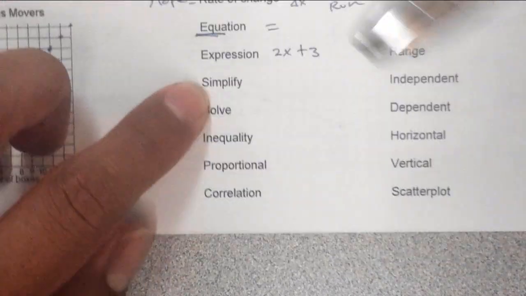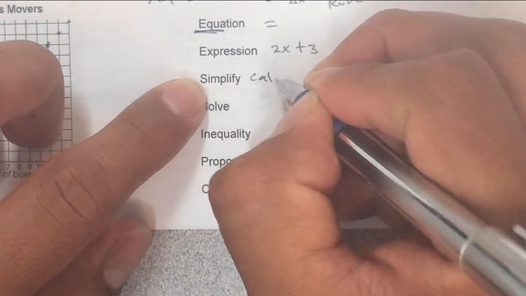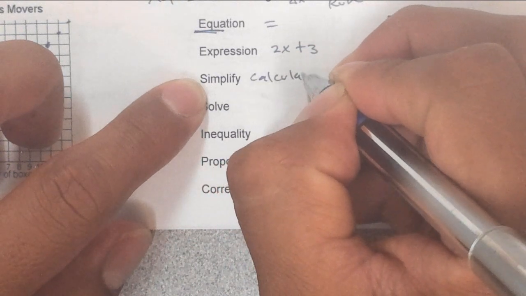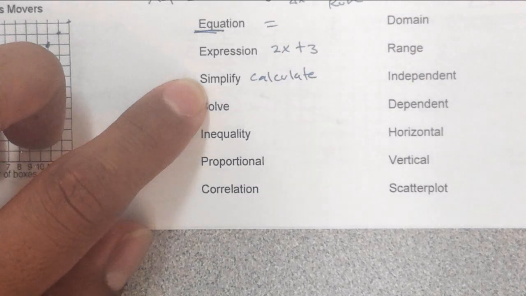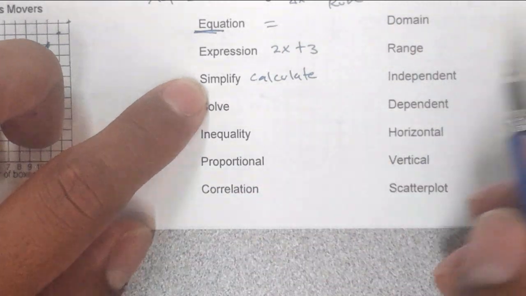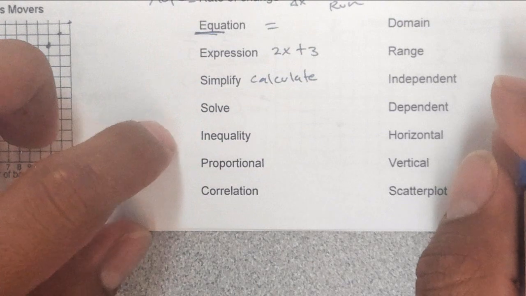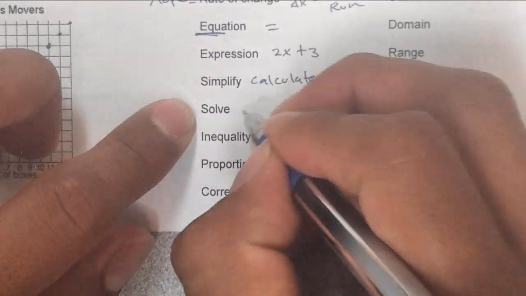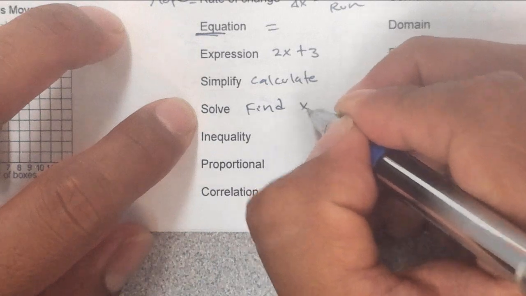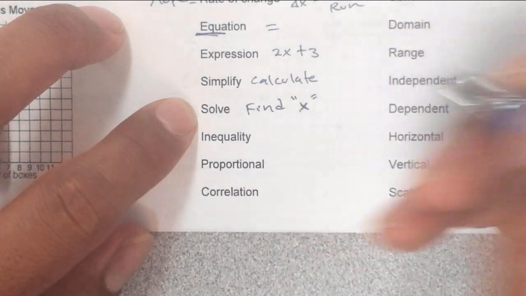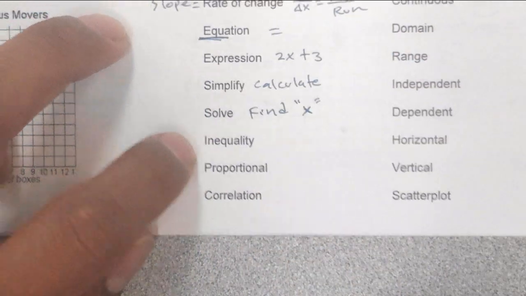Simplify is to calculate, okay? To calculate whatever you can calculate in a problem. If you can't calculate anything, then you don't have to do anything. Solve, every time you see solve is basically find the missing letter, usually x, so find x. That's what it means when it says solve.